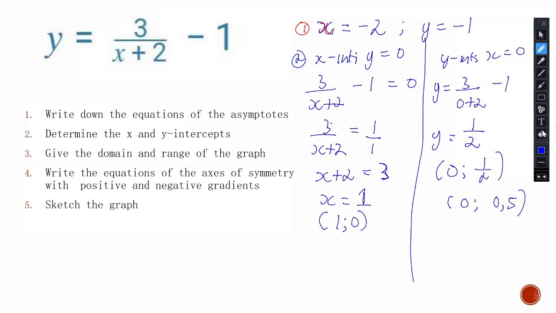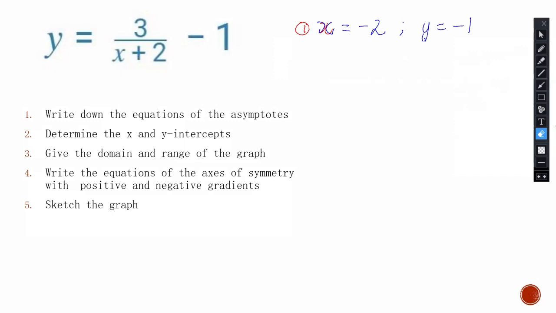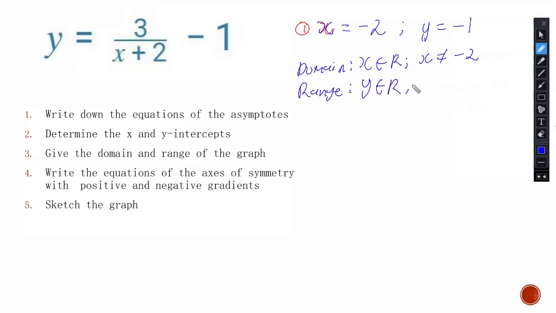Okay, domain and range. When it comes to domain and range, remember you must always keep your asymptotes there, so that you can say domain is x element of real numbers, where your x should not be equal to -2. And your range is y element of real numbers, where your y is not equal to -1. So that's it. Just exclude the asymptote.